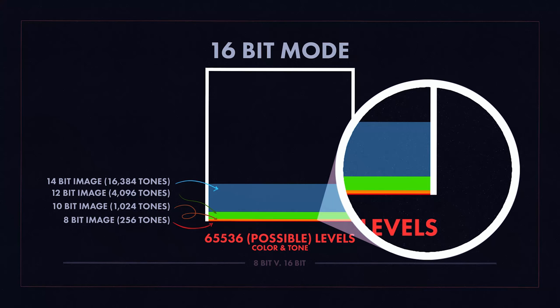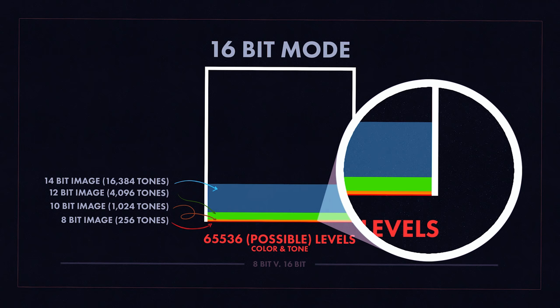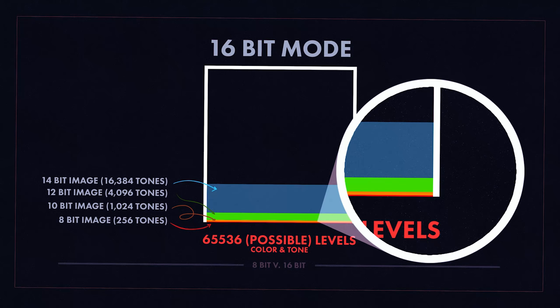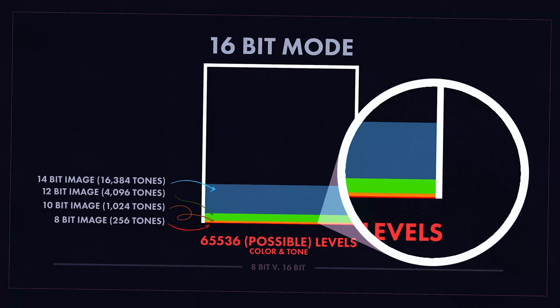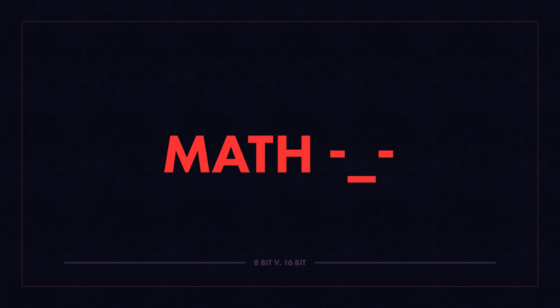So even if you load your 8-bit JPEG into a 16-bit workspace, you'll still have those original 256 levels of color and tone. They're just sitting in a much bigger workspace, if you will. Whereas a RAW image will be able to expand its full 12 to 14-bit goodness into the space of a 16-bit workspace. Now, before we get deeper, let's cover the boring stuff, the math.